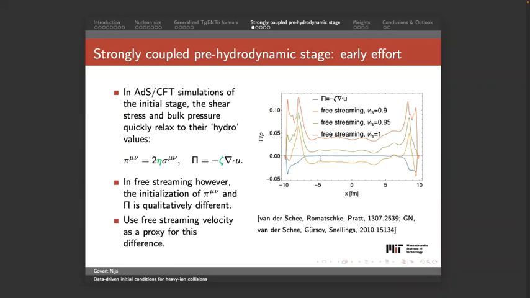And what we tried in this initial paper is to use a free streaming velocity, so not free streaming with the speed of light, but with some other velocity, to mimic this effect. You can see that if you change this free streaming velocity, you change the behavior of the initial bulk pressure. Of course, this isn't really right. We don't really believe that it free streams at 0.9 the speed of light. So in this work, we try to do it right.